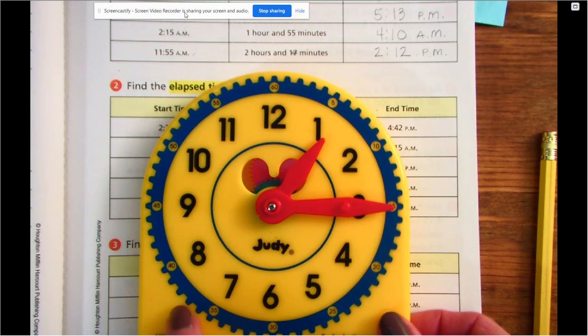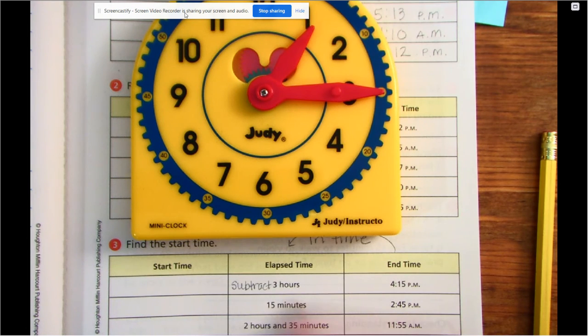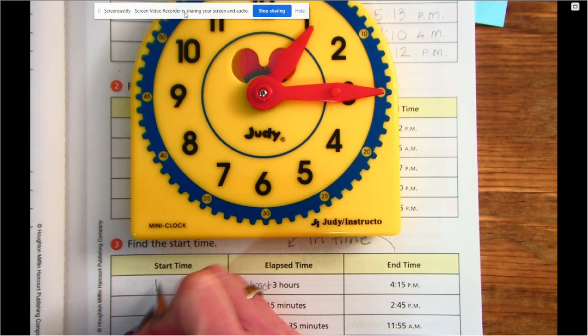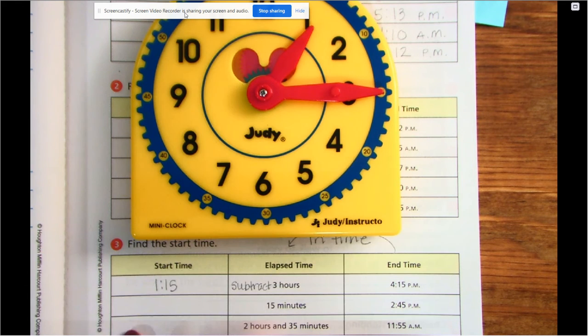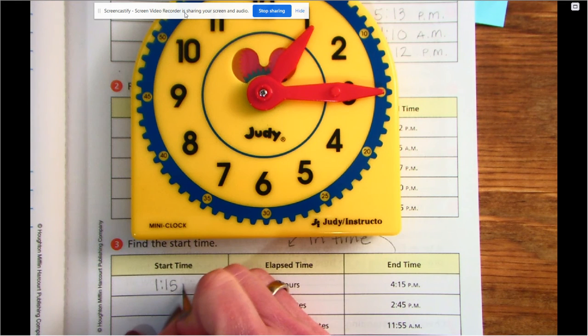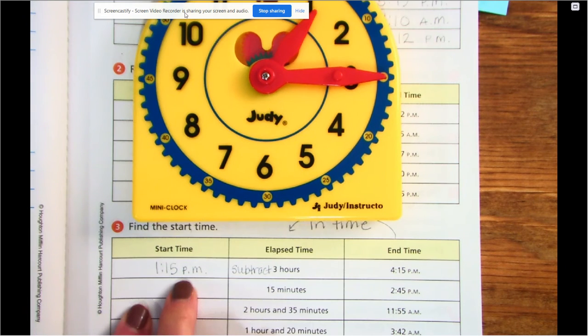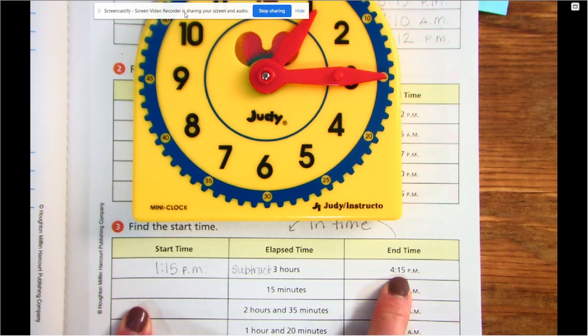Okay, so I have 4:15. I subtract 3 hours. I'm at 1:15. Okay, I didn't cross over the 12 o'clock hour, so my letters are going to stay the same. It's still PM. So from 1:15, 3 hours later, it's going to be 4:15 p.m.